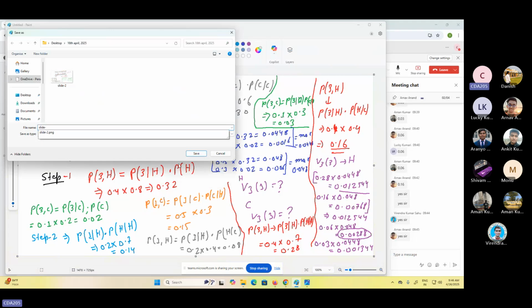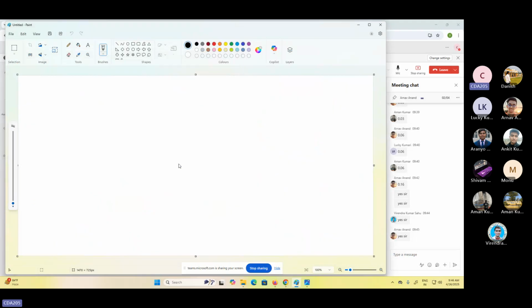Slide 3. So we have checked that, and we have come to this one. So it will be V1, it is 0.32. For V1, it is H, it is C. So it will be 0.02.